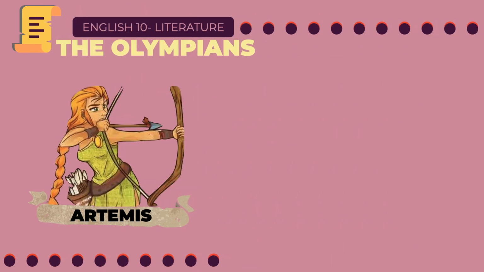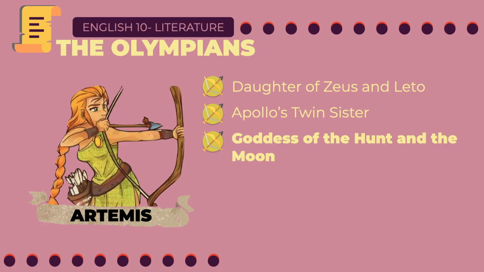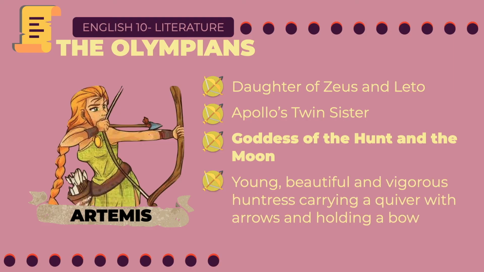The last of the 12 Olympians is Artemis. She is the daughter of Zeus and Leto, a Titan daughter of Coeus and Phoebe. When she was a few days old, she helped her mother give birth to her twin sibling Apollo. She is the goddess of the hunt and the moon. She is almost universally depicted as a young, beautiful, and vigorous huntress carrying a quiver with arrows and holding a bow, typically wearing a short knee-high tunic and often accompanied by some animal.